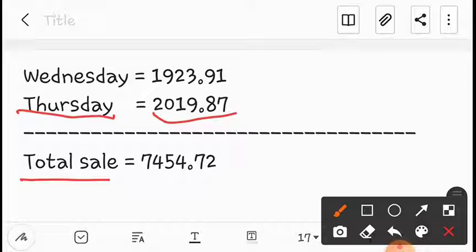adding all of them. When you add, your answer will be 7454.72. So this is how you will do question number 10.